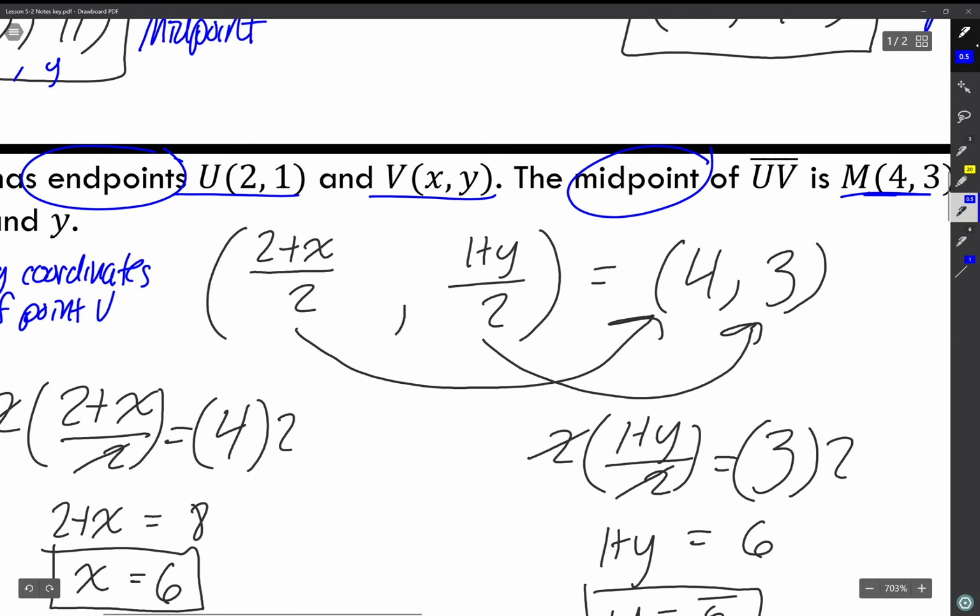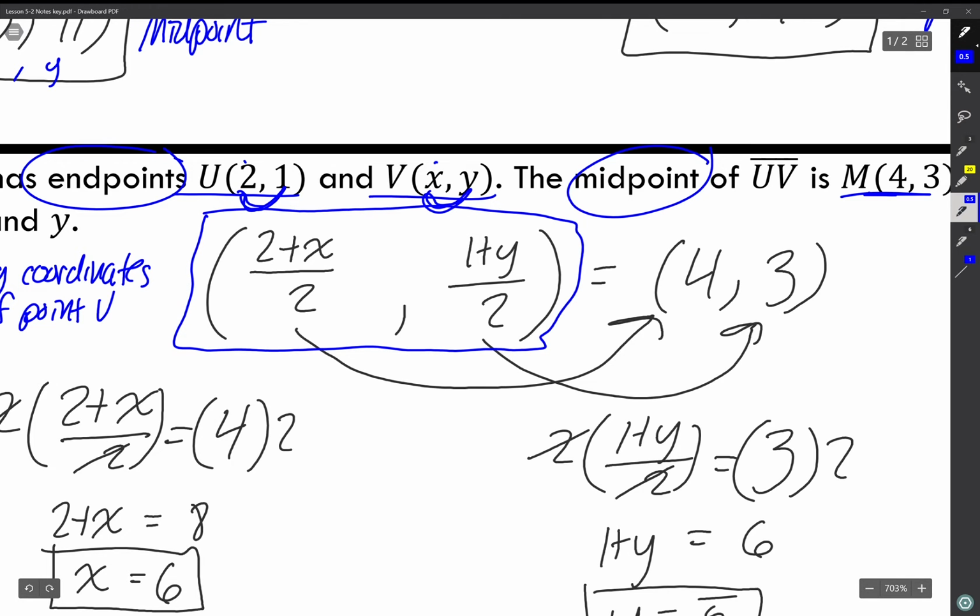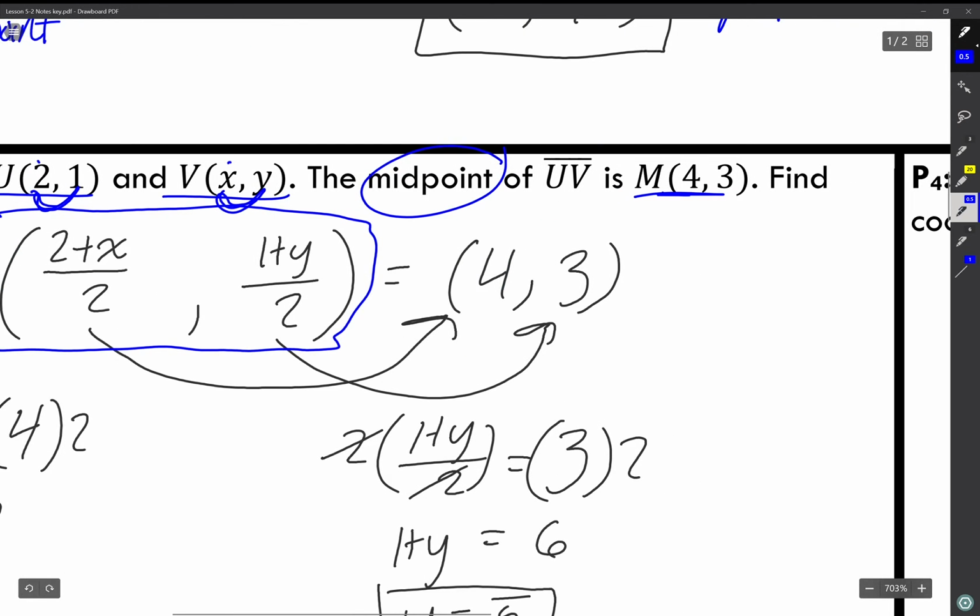So what I did is I just take the coordinates that I'm given of the endpoints and plug them into my midpoint formula. For the x coordinates, I've got 2 and x, to give me 2 plus x, and then divided by 2. That's as far as I can go right now. And then 1 plus y over 2, again, because our y is right there. So this expression represents our midpoint. But we know what the midpoint is: (4, 3).